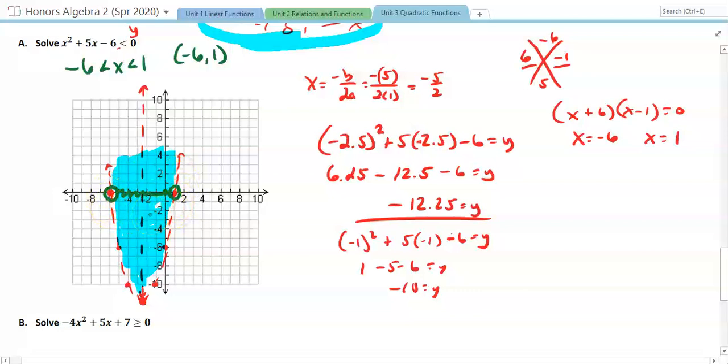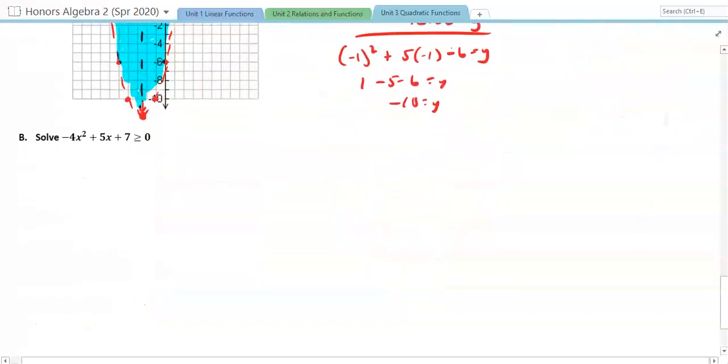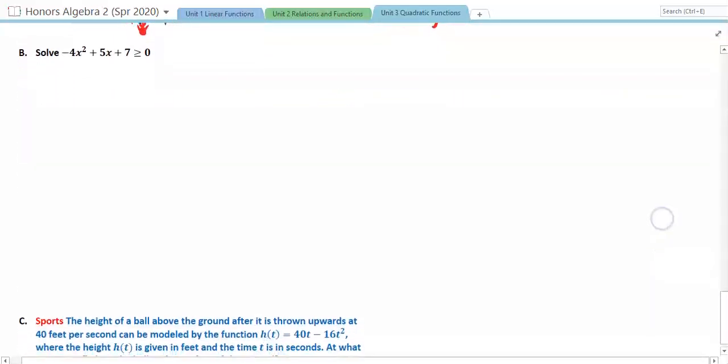And I want to show you a second method, because while we can do everything going to the coordinate plane and solving it all out, we can just go back and solve this algebraically as well. And so let's look at example B. Negative 4x squared plus 5x plus 7 is greater than or equal to 0. And so if we can factor this out, which we're going to try first, let's see what happens.